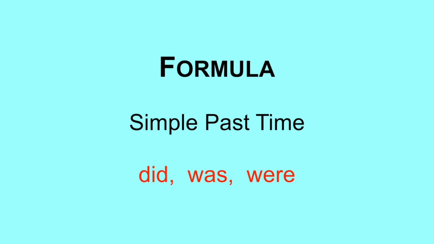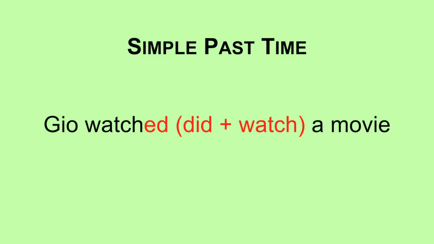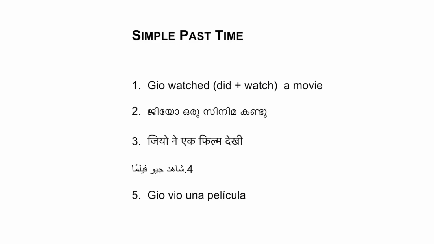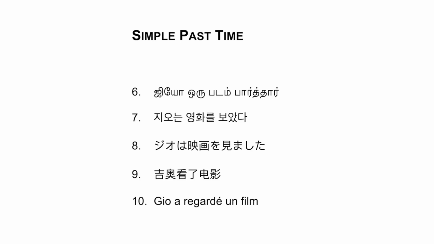Now we can move to simple past time. What is the formula for simple past time? The formula is was, were, did. What is the example for simple past? Gio watched a movie. What is the meaning of simple past tense?